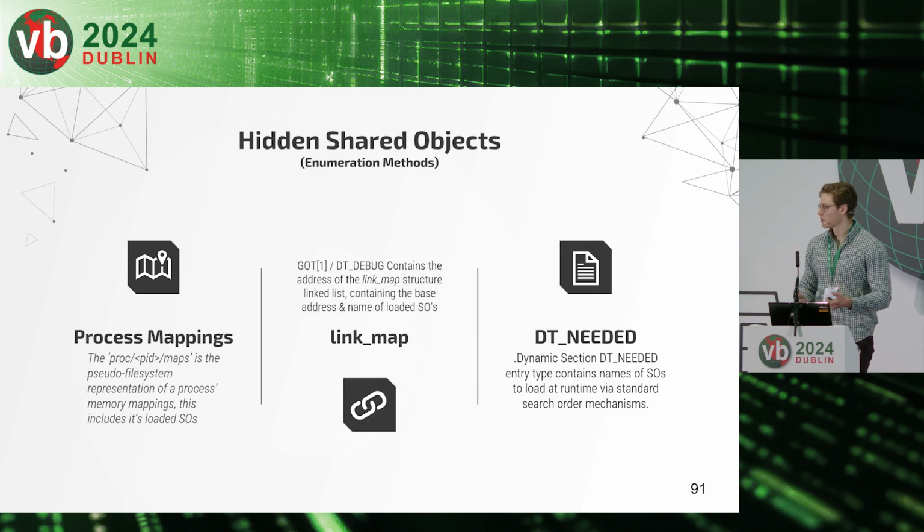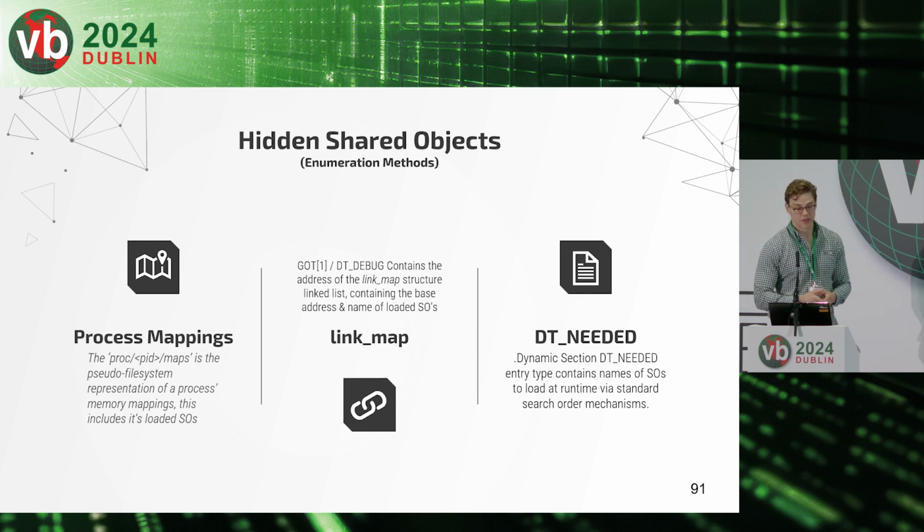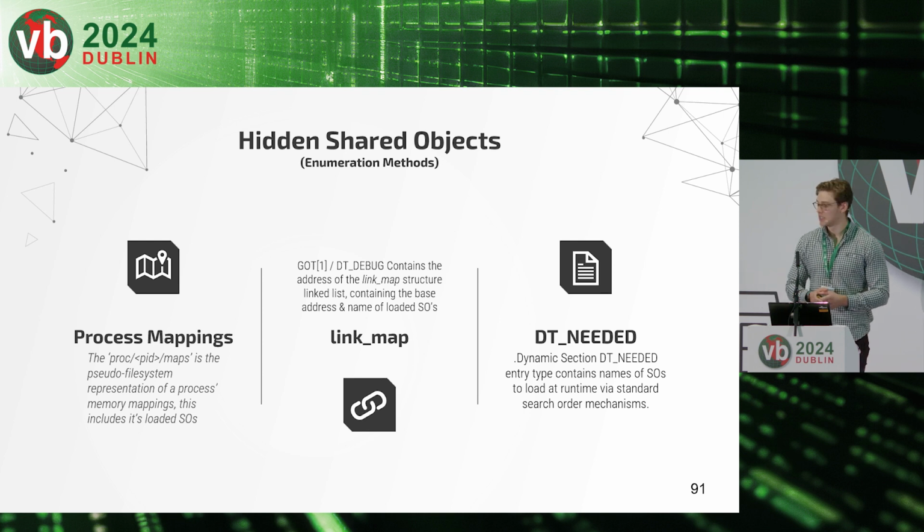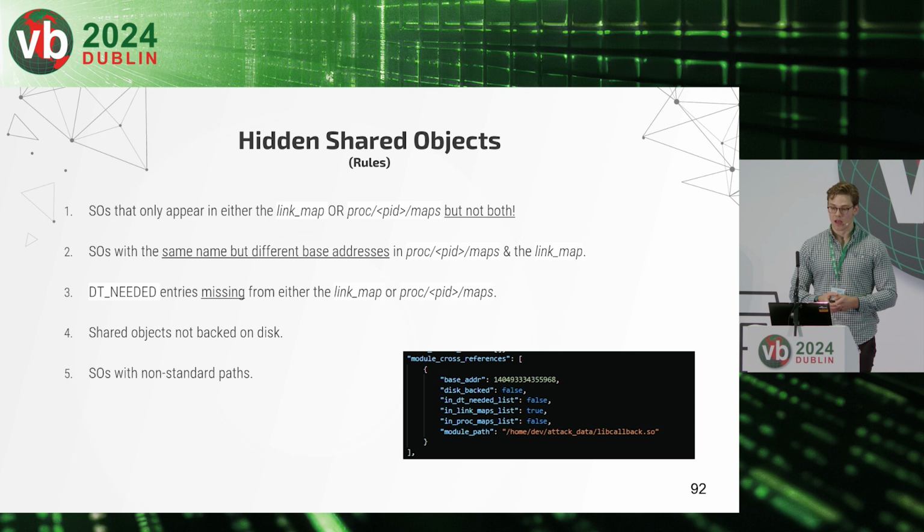But we can cross-reference numerous data sources, so we can look at those process mappings for the absence of things that we should expect. We can use the link map, which is like a better point of truth. We can also look at those DT_NEEDED entries as well, and we can start to spot discrepancies. And then we can start to write a few rules based on the paths, the names, the loaded base addresses, if there's a disk backing, and so on.